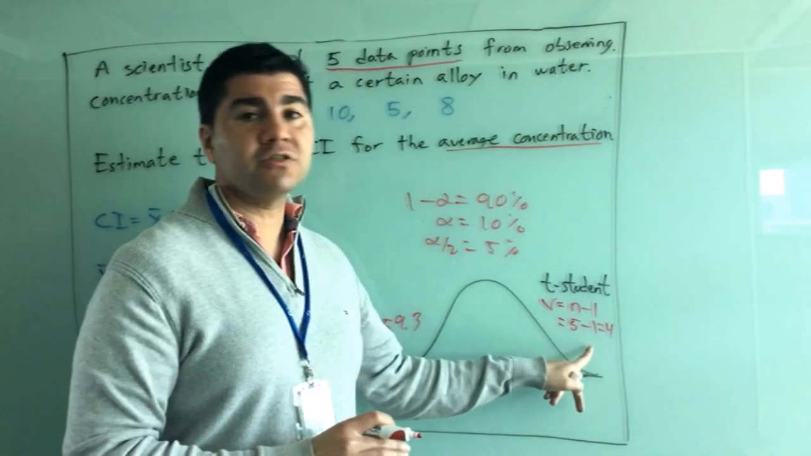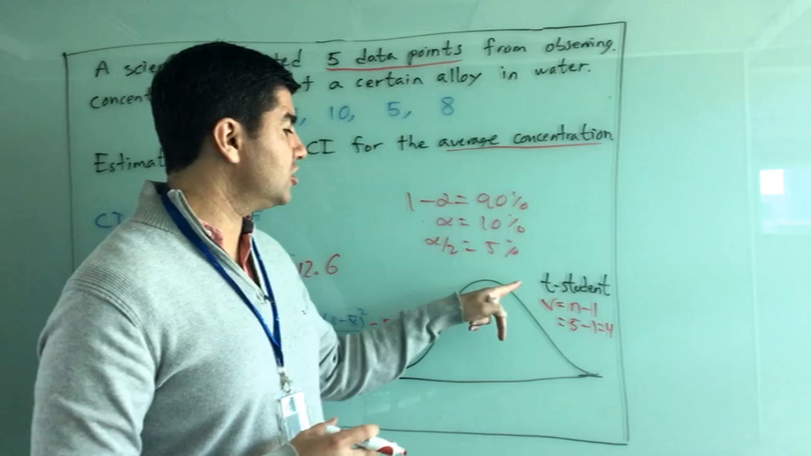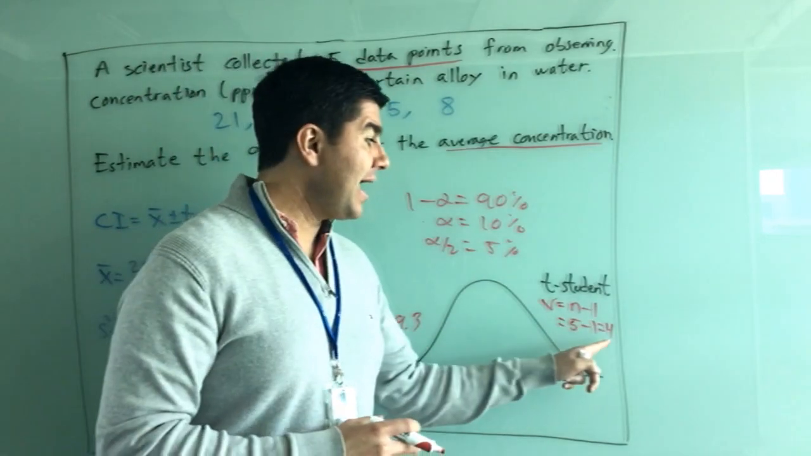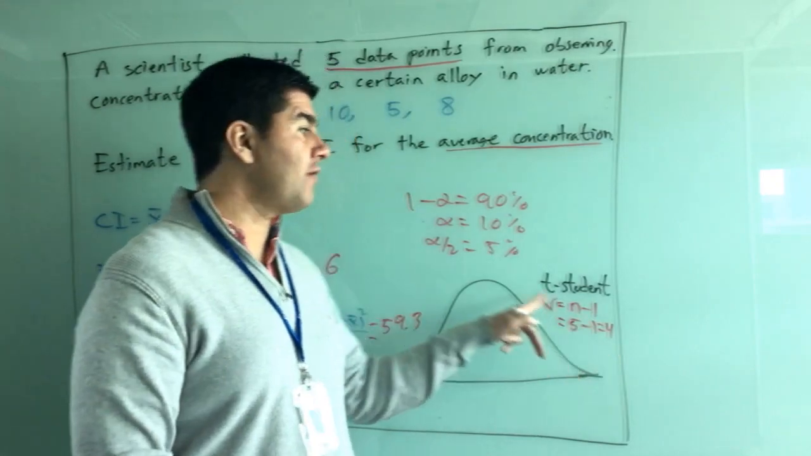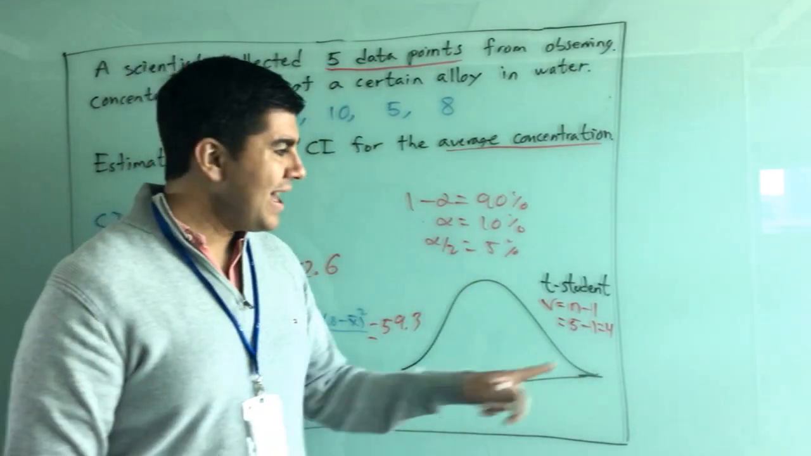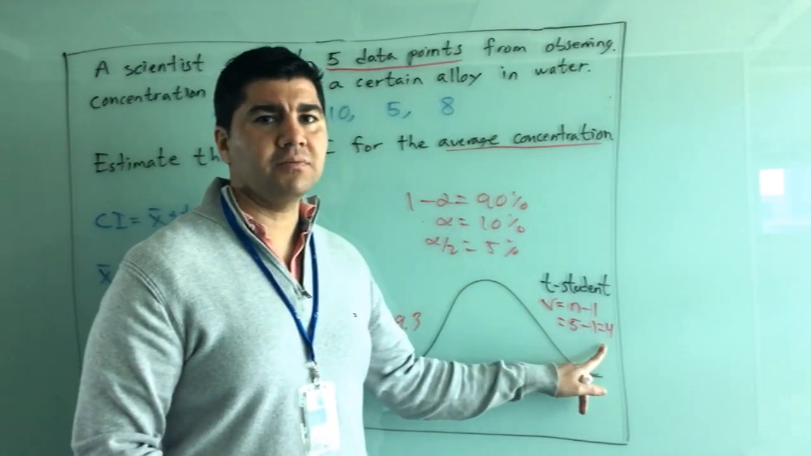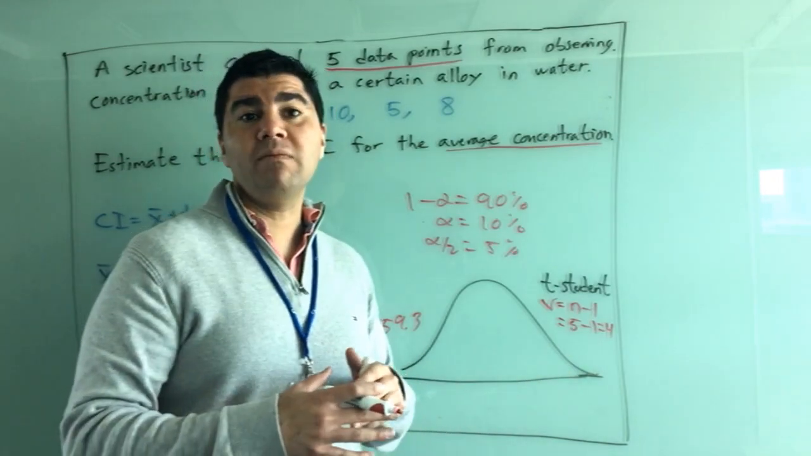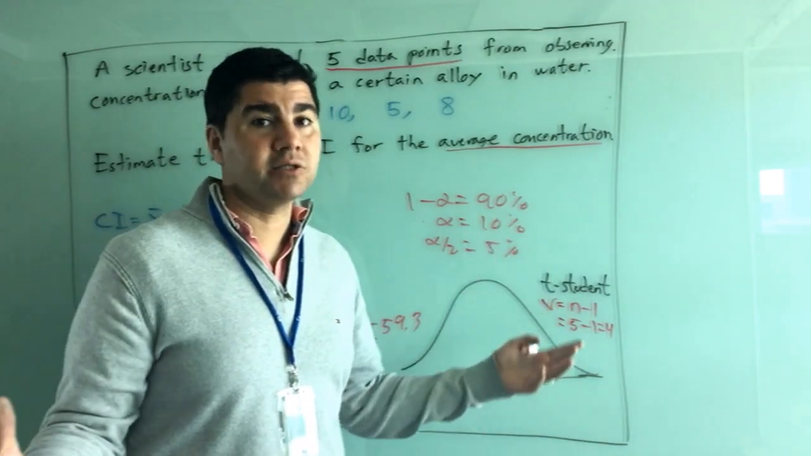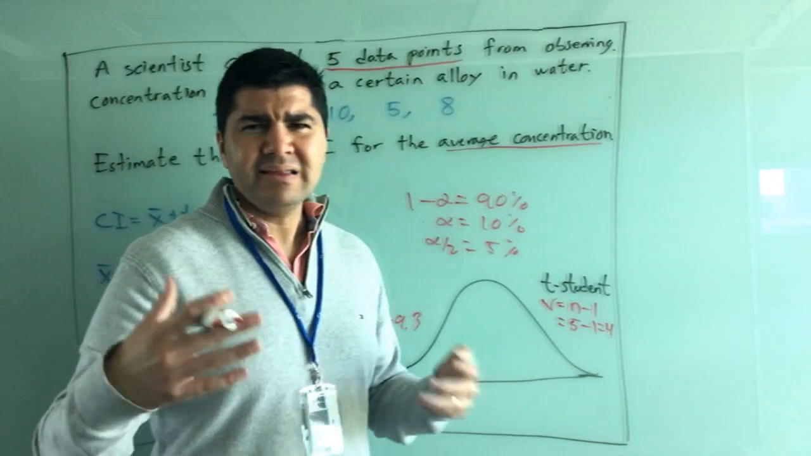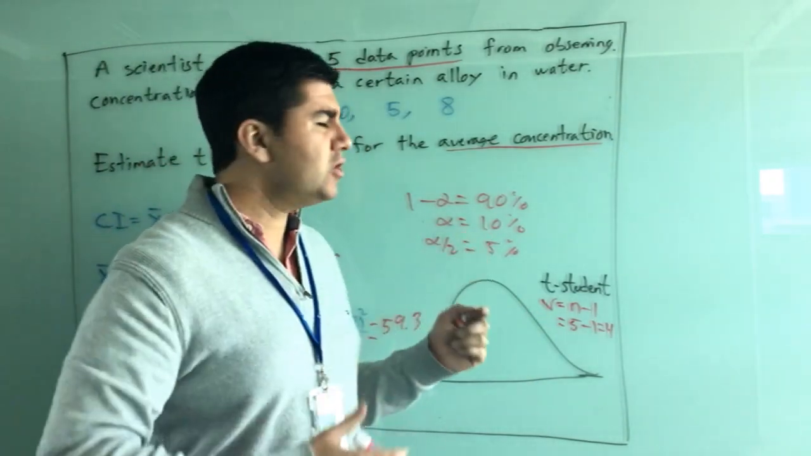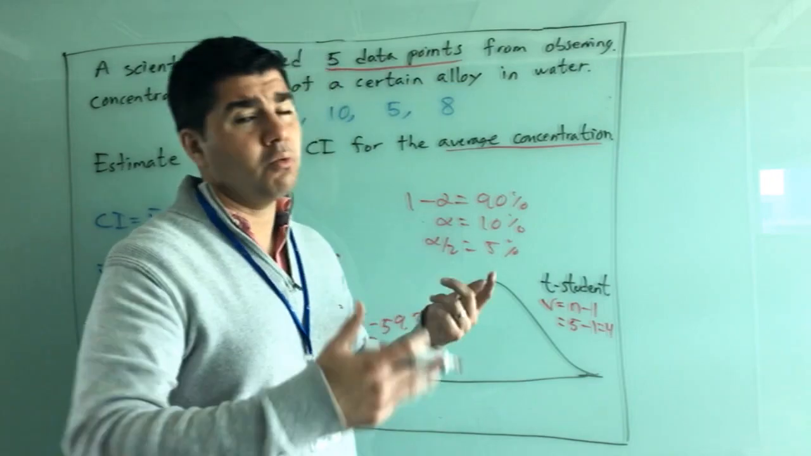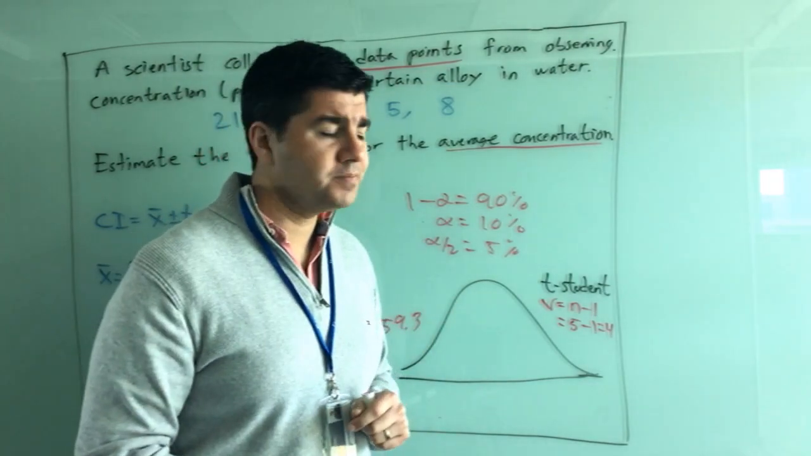We are always subtracting 1 by definition of the degrees of freedom, and that gives us 4 degrees of freedom as the parameter of our t-student. The larger the degrees of freedom, the more similar the t-student is going to be to a standard normal distribution. That's the reason why, when we have more than 30 elements, we don't really need to use the t-student. We just go with the standard normal.